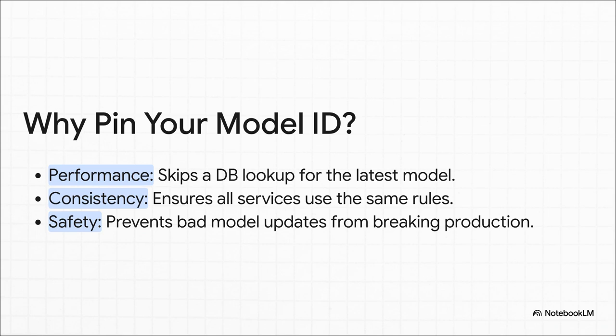Okay, here it is, the single most important production tip I can give you. When your services make a check against OpenFGA, they should always specify one single known authorization model ID. So why is that so critical? Well, 3 big reasons. First, performance. OpenFGA doesn't have to waste time looking up the latest model. It knows exactly which one you mean. Second, consistency. All of your microservices are absolutely guaranteed to be using the exact same set of rules. And most importantly, safety. If you accidentally push a bad model update, it doesn't immediately break production because your services are still pinned to the last known good ID. You can then roll out the new ID carefully and deliberately.